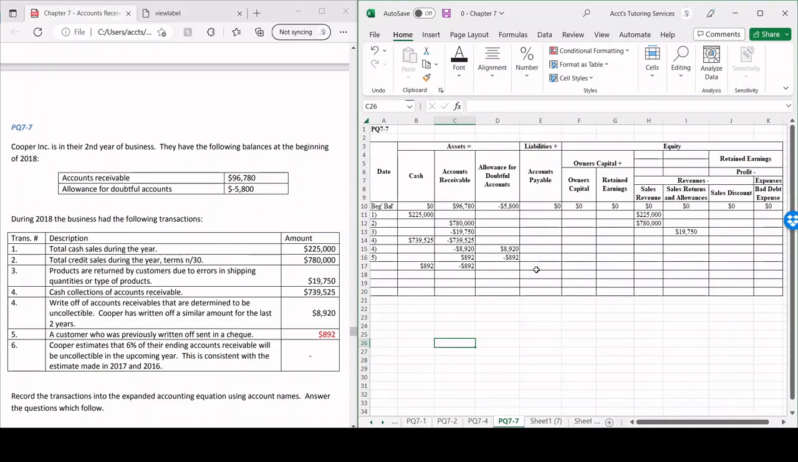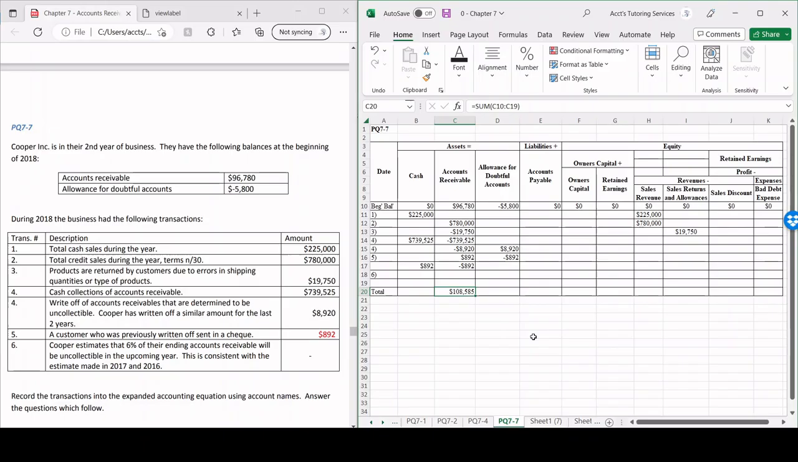Now, Cooper estimates that in transaction number 6, so Cooper estimates that 6% of the ending accounts receivable will be uncollectible in the upcoming year. This is consistent with the estimate made in 2017 and 2016. So what we're going to first do is calculate the total of the AR, or accounts receivable. I'm going to put in a simple formula to arrive at 108,585.